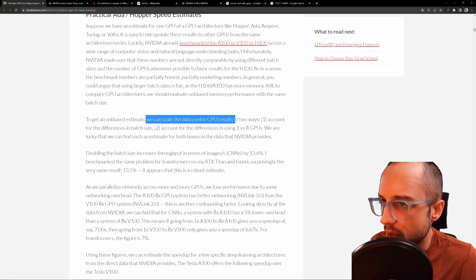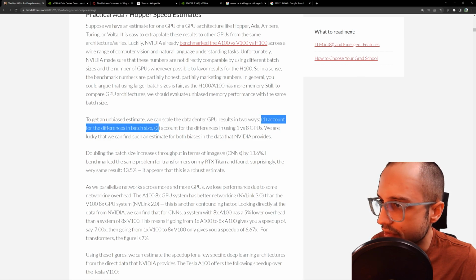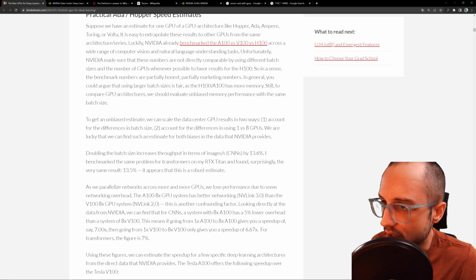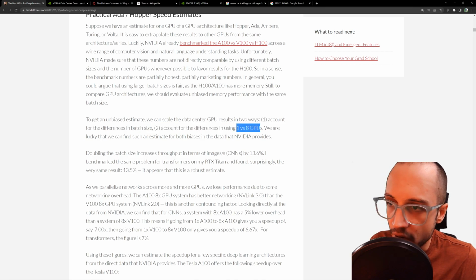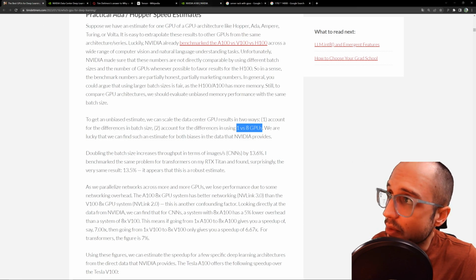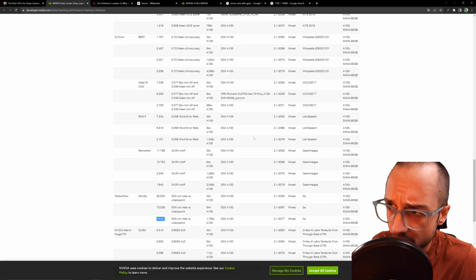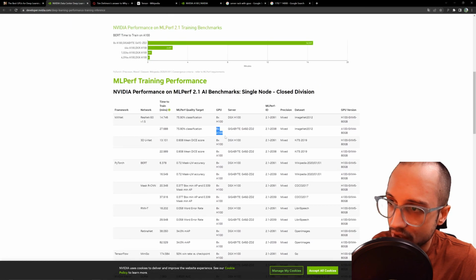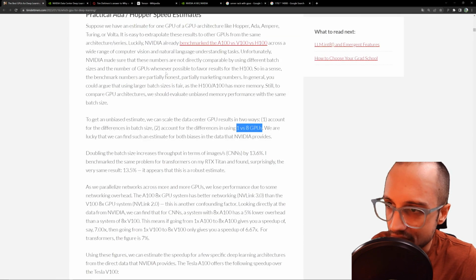You can scale the data center GPU in two ways. One, account for the differences in 1 versus 8. Yeah, so at home, you're going to be training on one GPU, but in these benchmarks, as we're seeing, these are like server benchmarks. And in these servers, you have 8 GPUs, right? These server racks have 8 GPUs.